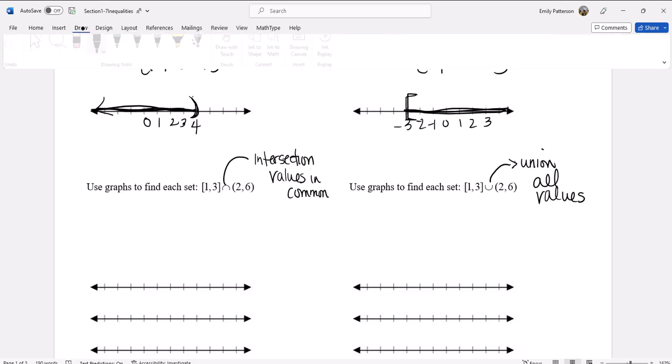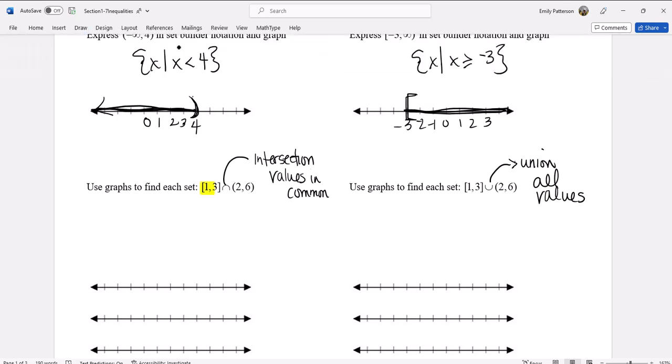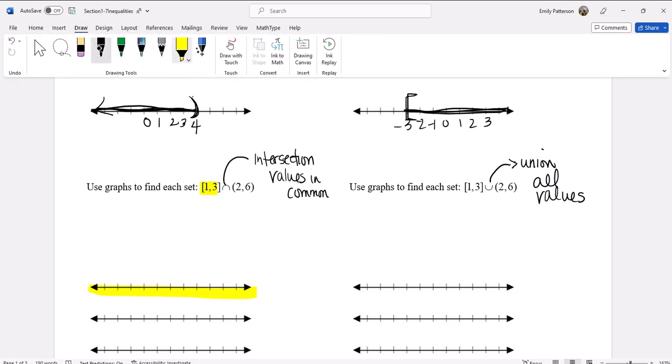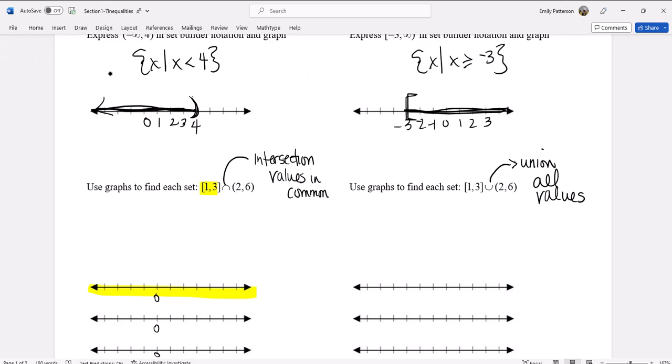So let's start with graphing this set right here on this number line. To make it a little bit more organized, I'm going to make sure that my scale lines up. So if this is 0, this is going to be 0, and this is going to be 0, so everything lines up. So I'll put some values here.